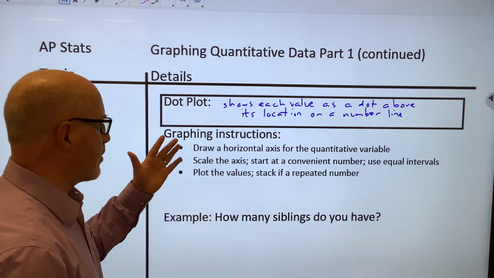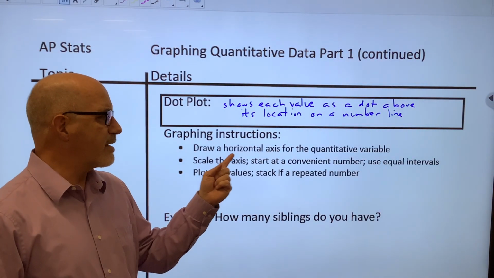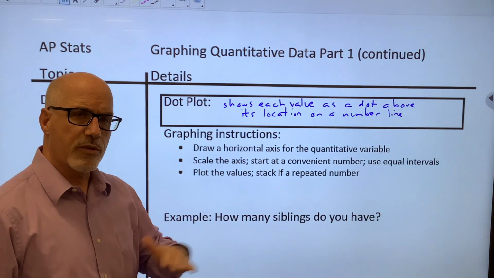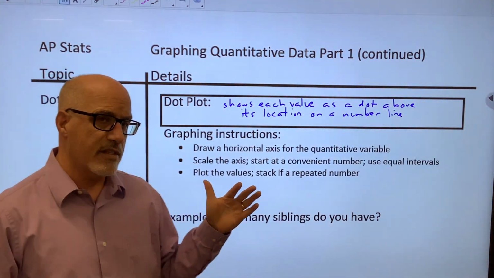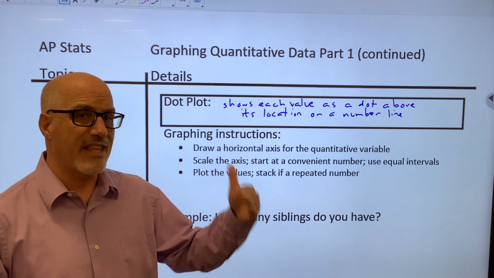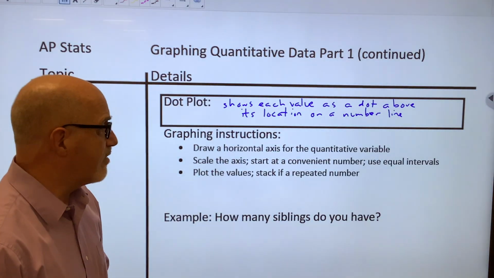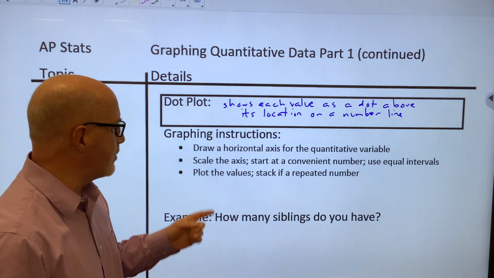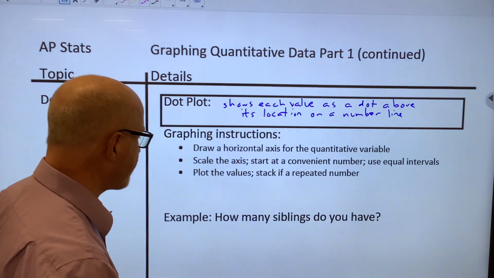Okay, so for our graphing instructions, we're going to do an example. We're going to draw a horizontal axis for the quantitative variable, so just a number line. Scale the axis. Now you don't have to, in this case, start at 0, start at a convenient starting place, but then use uniform units in order to give the scale for it, equal intervals, and then plot the values, stack if it's a repeated number.